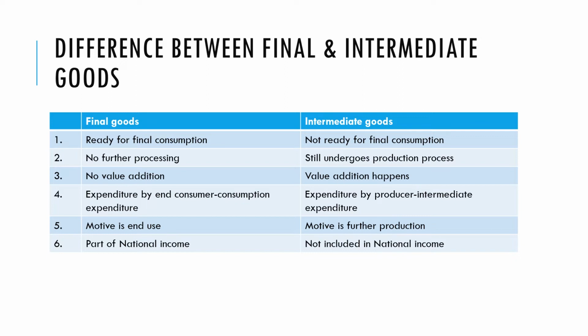Expenditure by the end consumer in case of final goods is called consumption expenditure. Expenditure by the producer in case of intermediate goods is called intermediate expenditure. Motive is end use in case of final goods. Motive is further production in case of intermediate goods. Final goods are a part of national income, whereas intermediate goods are not a part of national income.